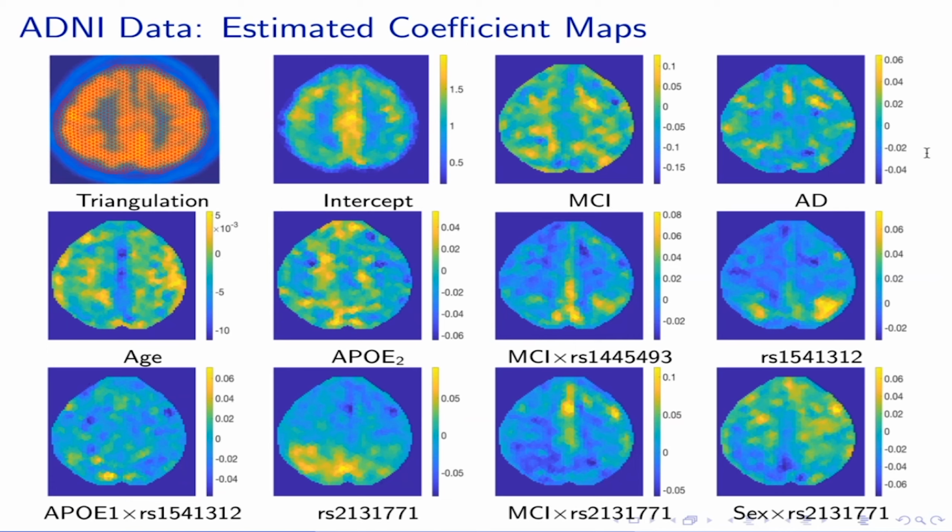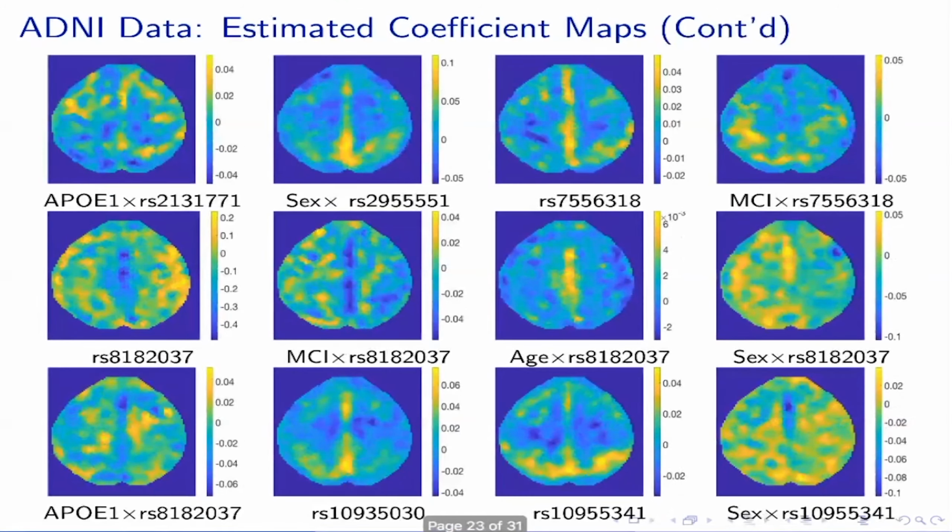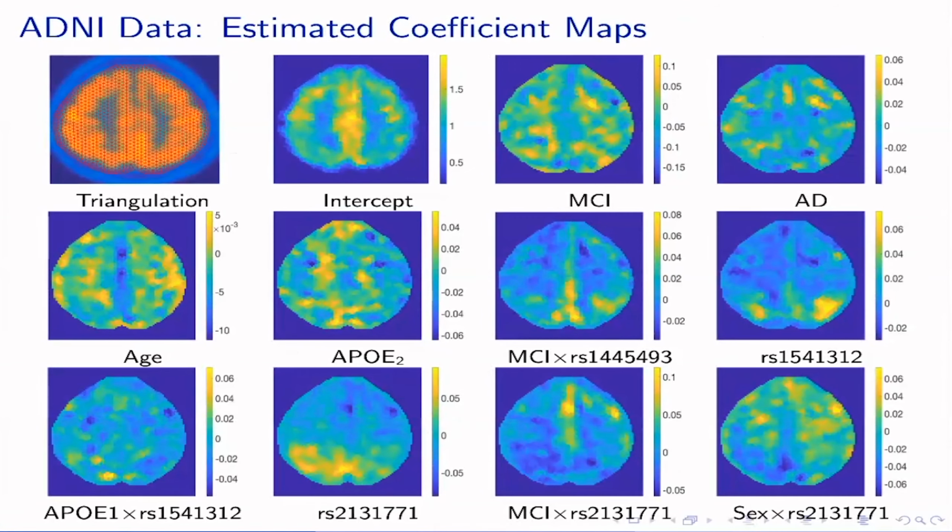Yes, your explanation is great. The RS is just some coding for the SNPs. In this table, we show the selected features, and these maps are the coefficient maps associated with the selected features. So this plot is the coefficient map associated with the dummy variable for MCI, mild cognitive impairment. This coefficient map is the one associated with the dummy variable for Alzheimer's disease.